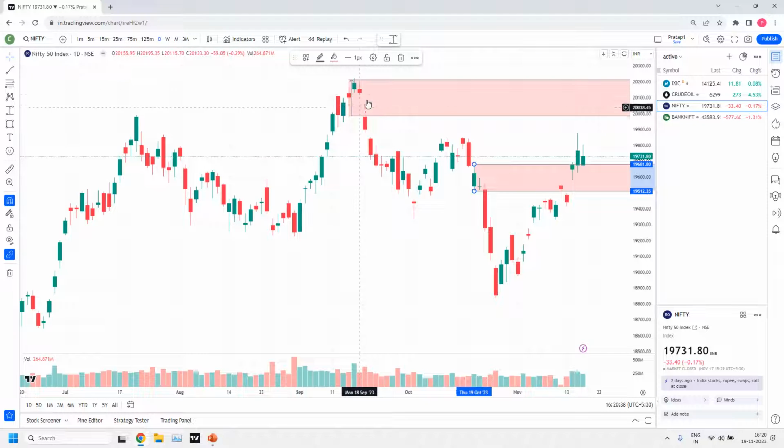The previous one is leg out with gap. When there is a leg out with gap, you need not bother about the next candle, whether it is having follow through or not. The gap itself is a good indication, a professional gap. But here we have follow through candles.